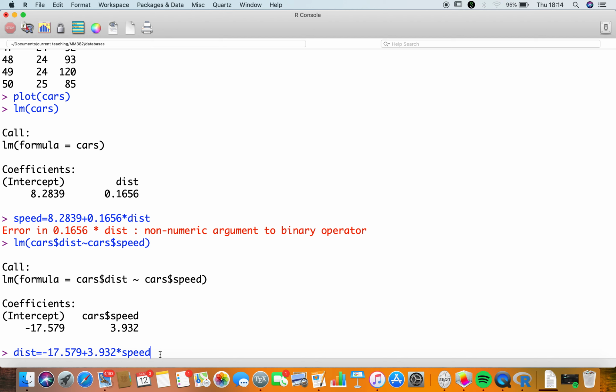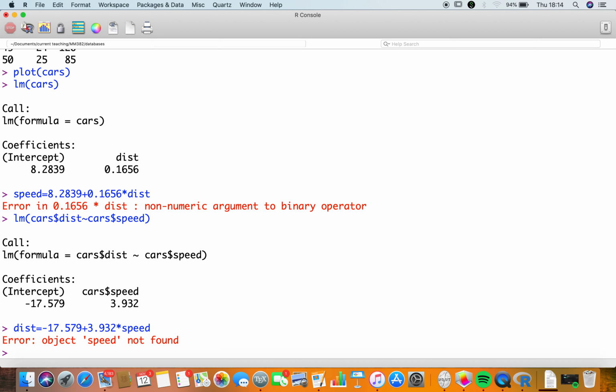All right, very good. So now let's have a look at that. Let's see if that makes sense. Okay, again, folks, speed not found. That's okay because I'm just using these formulas here to illustrate what the formula is. Right. So let's look at how well the straight line fits the data. So let me just do the cars dist thing here.